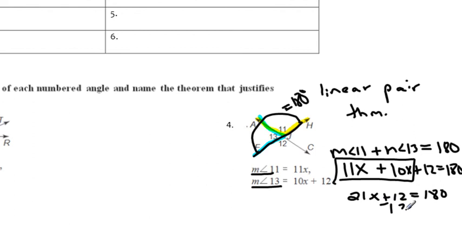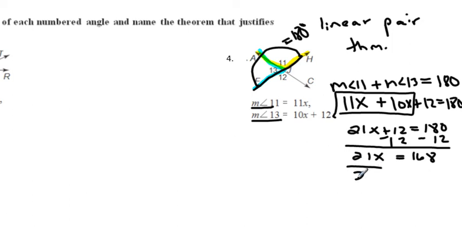I would subtract 12 from both sides. So I get 21x equals 168. And I would divide both sides by 21. So I get x equals 8. I'm not finished there. It didn't ask me for the value of x. It asked me for each numbered angle.